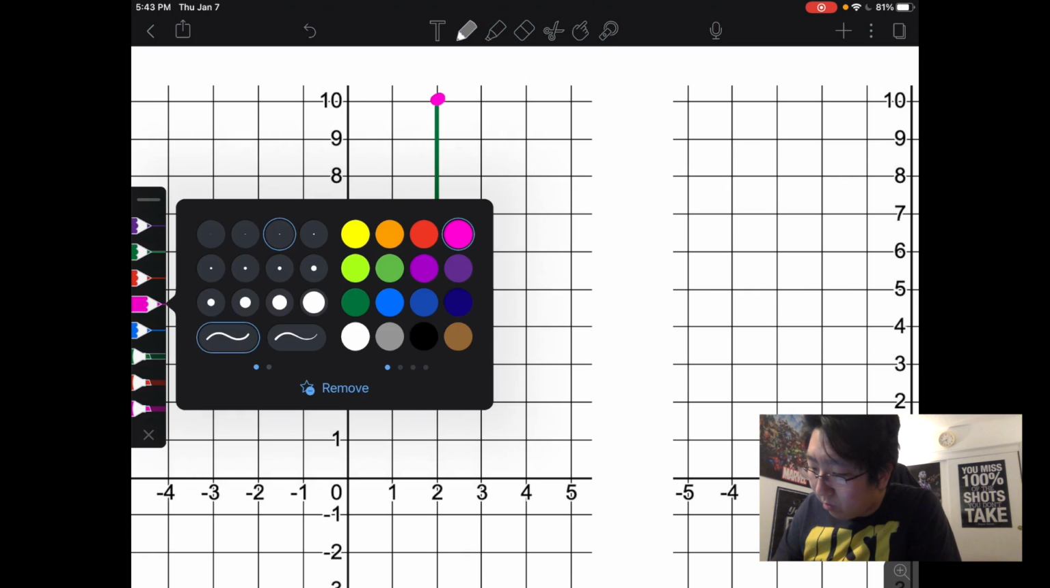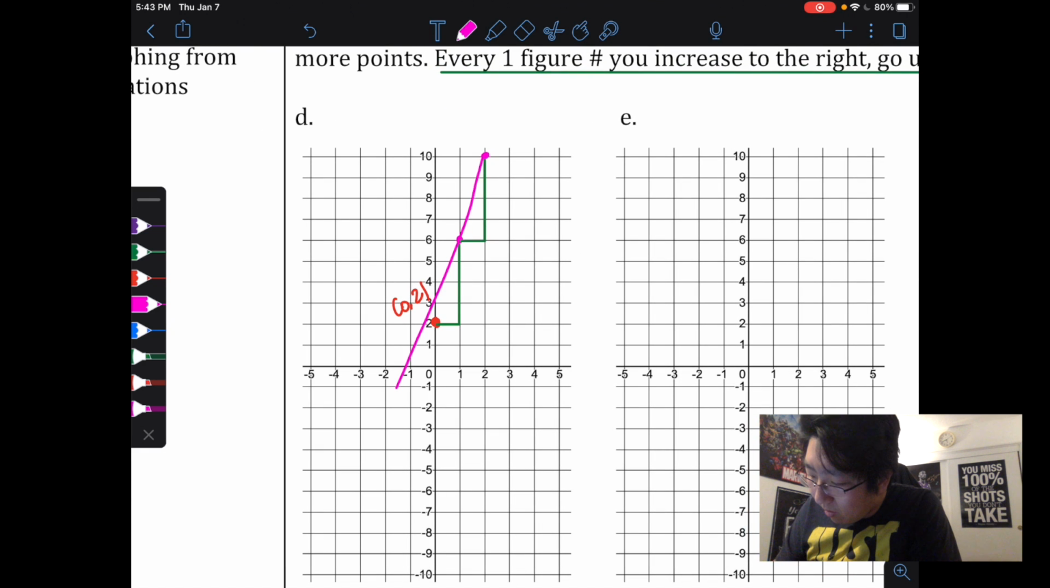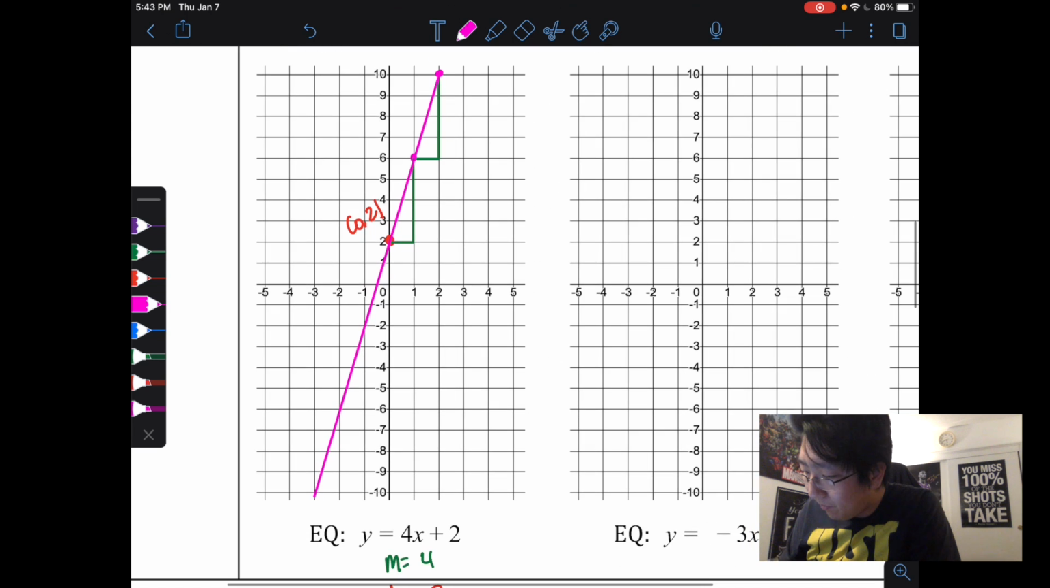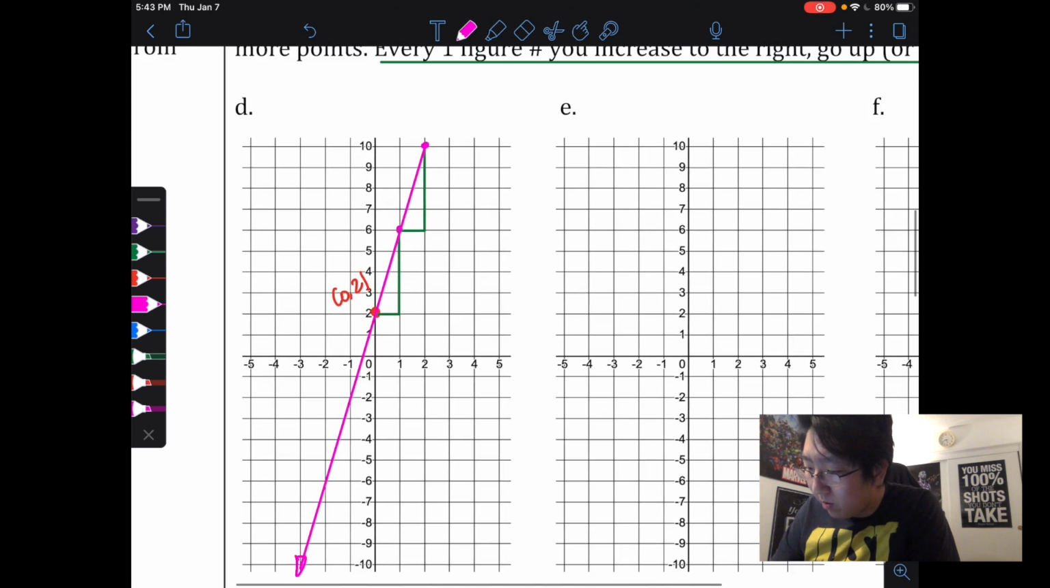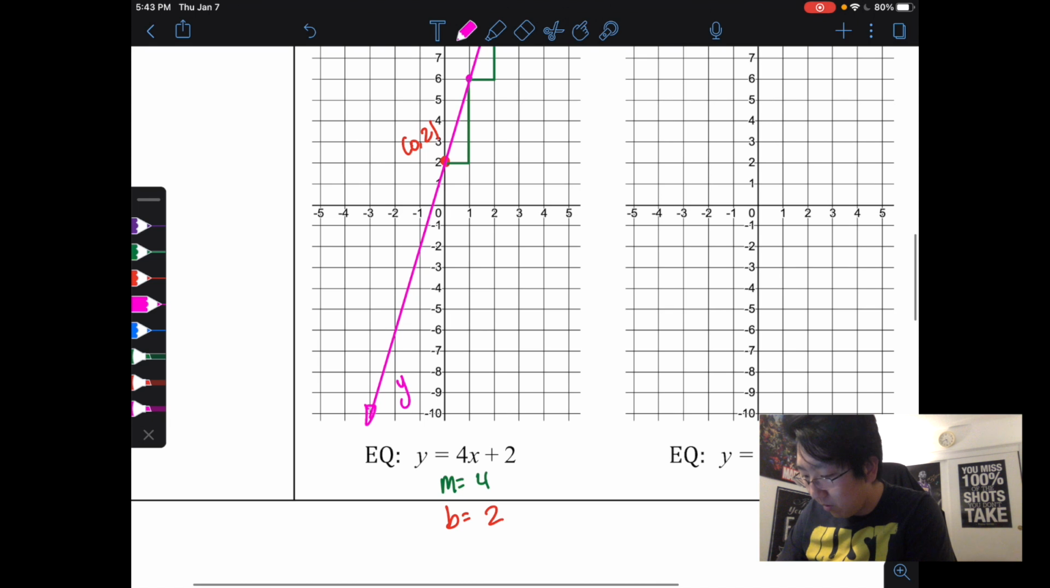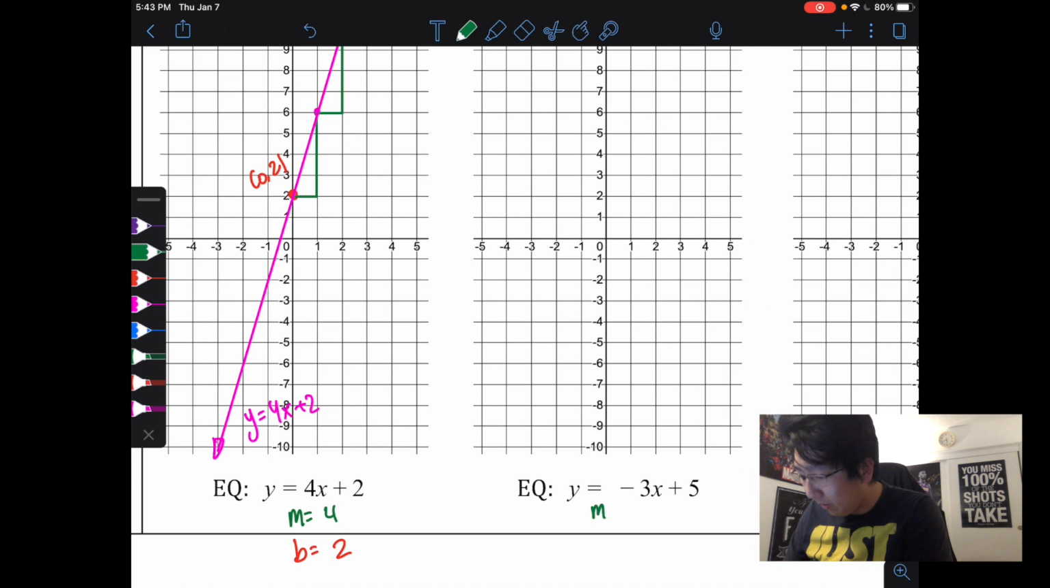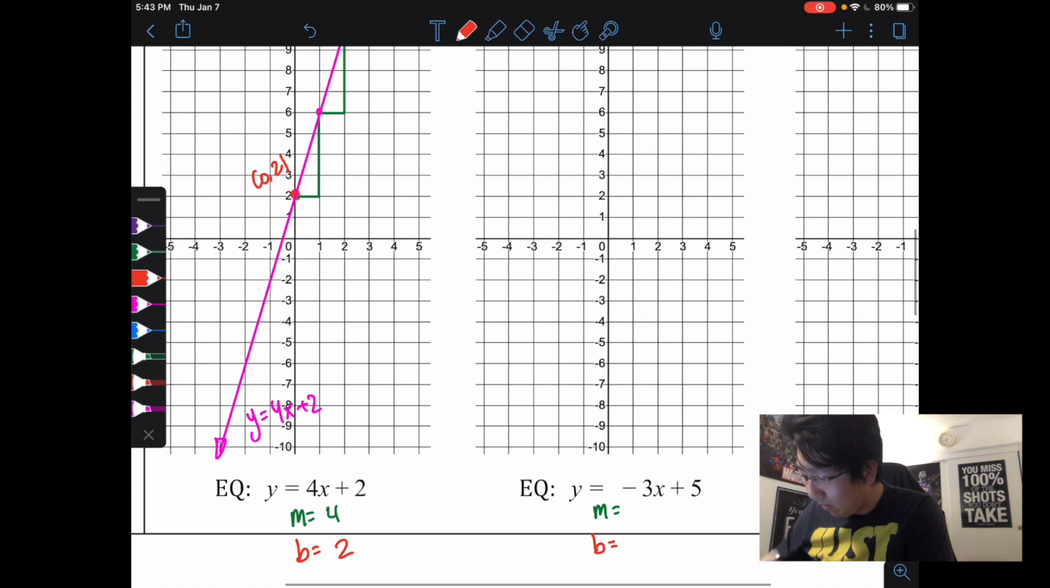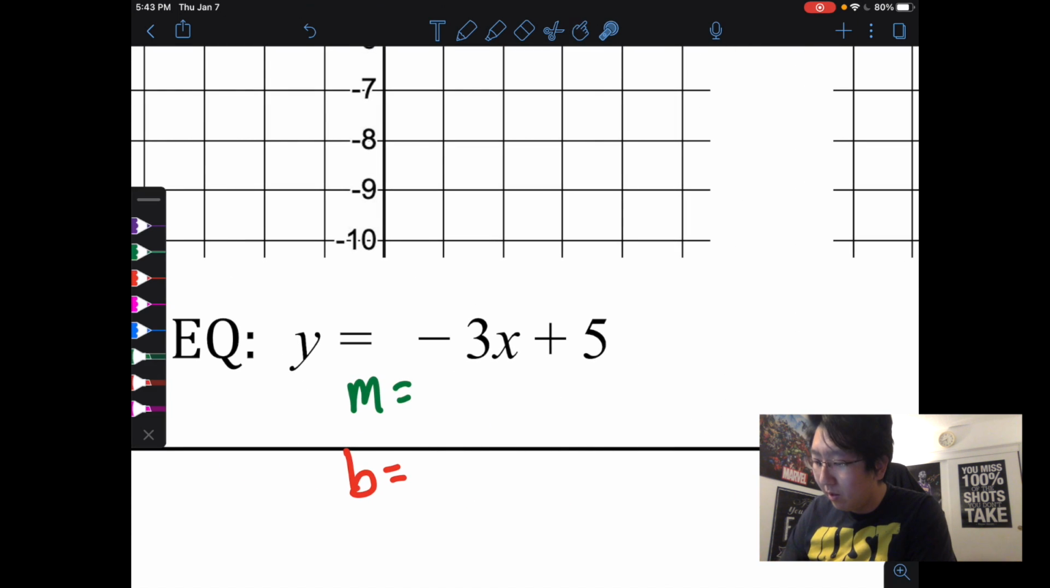And then I could draw my line. Extend my arrows, and I'm done. I should label it y equals 4x plus 2. Okay, there's our first one. Here, let's look at our second one. What's our m and what's our b? So we look at this y equals mx plus b. We want to start at 5. It's going to go down by 3.